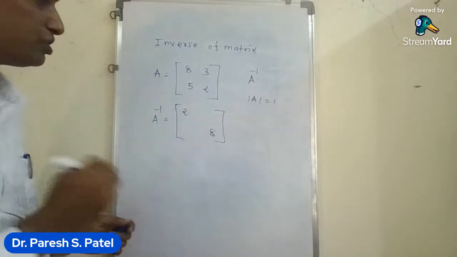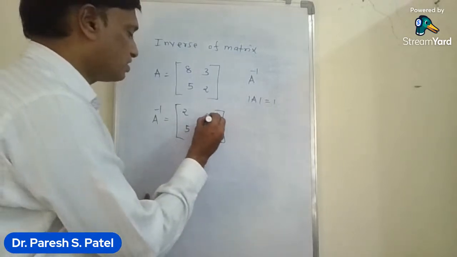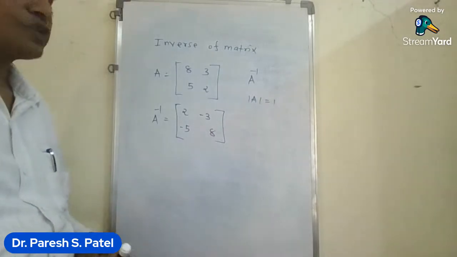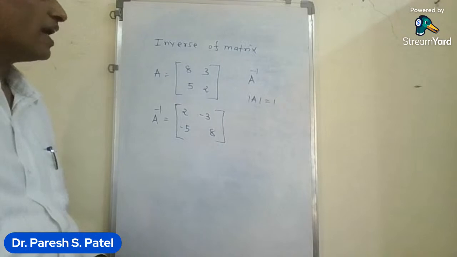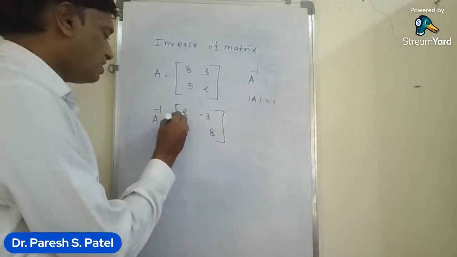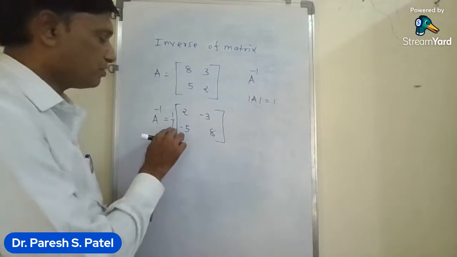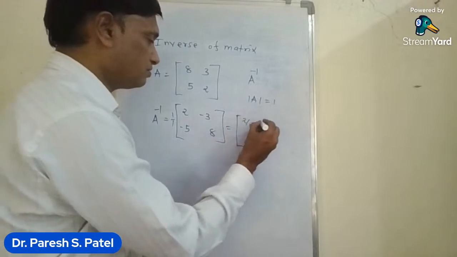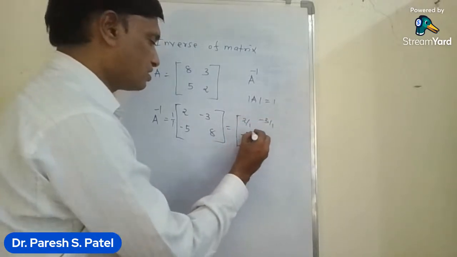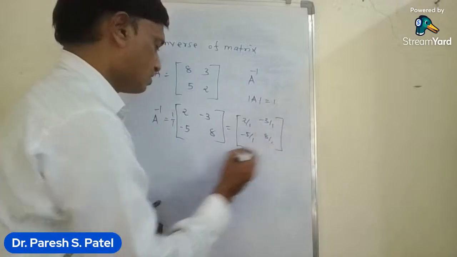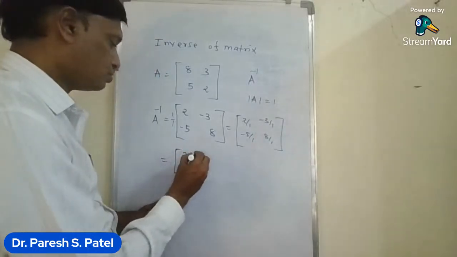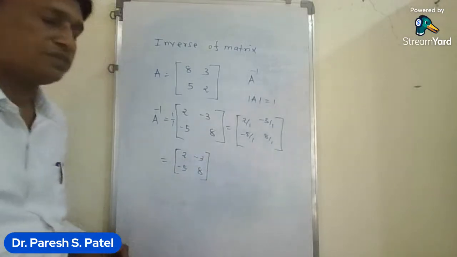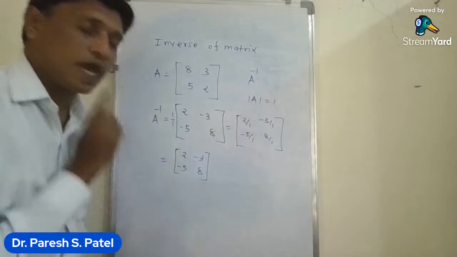So we have to change the position of the diagonal elements. Third step, change the sign of other than diagonal elements. So 3 and 5, instead of 5 and 3, it should be minus 3 and minus 5. And last step, divide each element of the matrix by the determinant of this matrix. So here the determinant is 1. So this can be represented as 2 by 1, minus 3 by 1, minus 5 by 1, 8 by 1, which is equal to 2, minus 3, minus 5, and 8. So this is the inverse for the two-dimensional matrix.